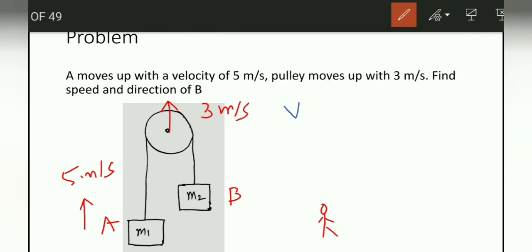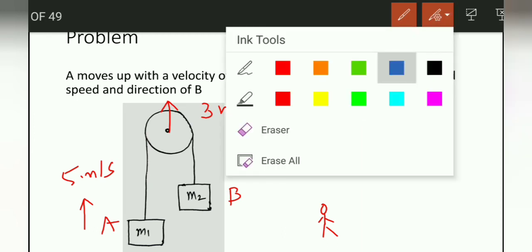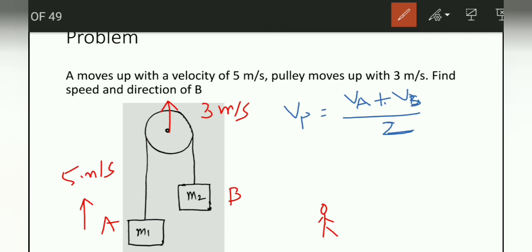Say Vp is equal to Va plus Vb by 2. We have not written the vector sign here because everything is one-dimensional, and since we have not written vector, we'll assume Vb to be in the same direction as that of Va. I'll tell you why. Now what is Vp?